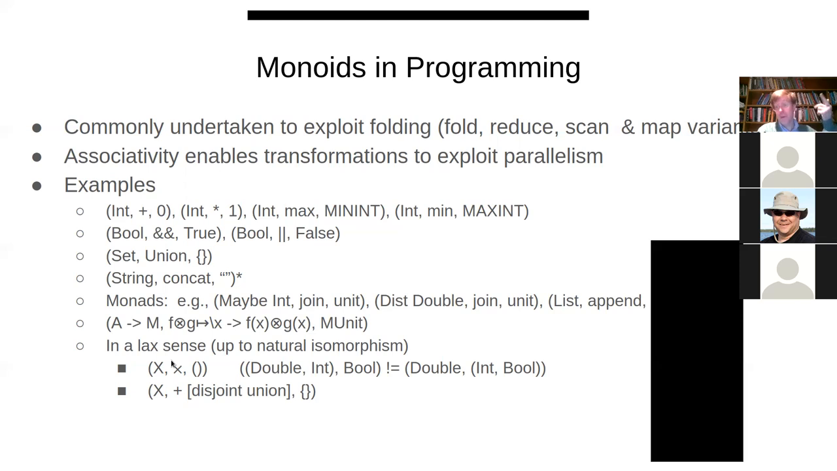pairing things up into tuples, for example, as long as you're willing to regard these two as essentially equivalent to each other, which they are from an isomorphism standpoint. If we have a tuple of double and int nested inside a bigger one that also has a bool, it's basically the same as this. We can convert losslessly from one to the other and back. So monoids are everywhere, and monoidal product is everywhere if one just gets out of the straitjacket of thinking that it has to be performed on numeric things, for example.